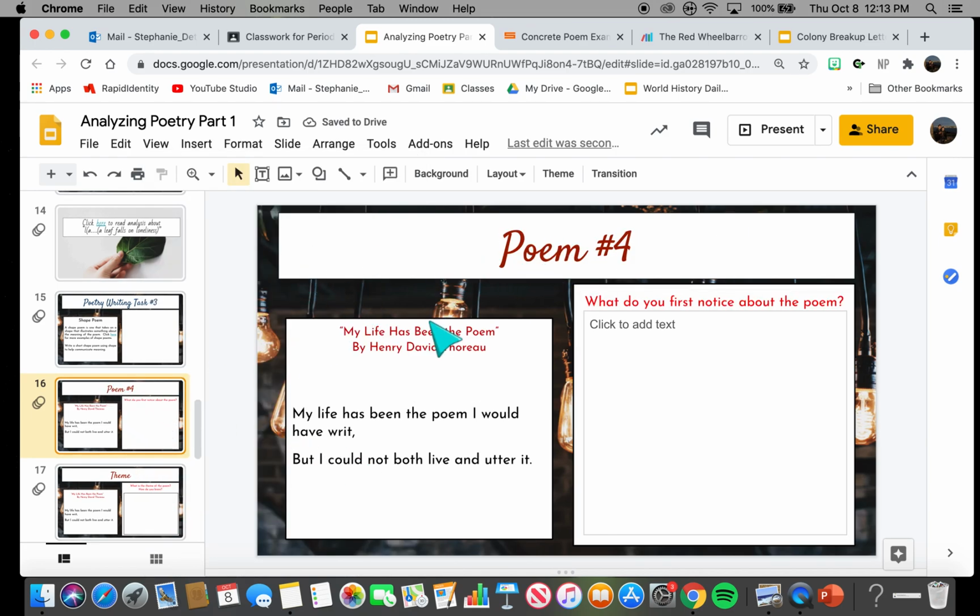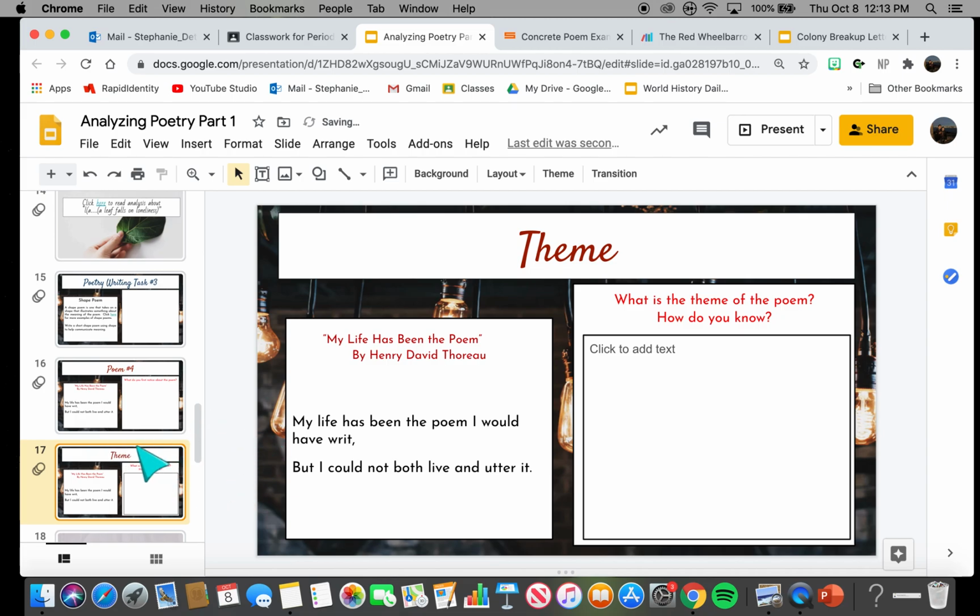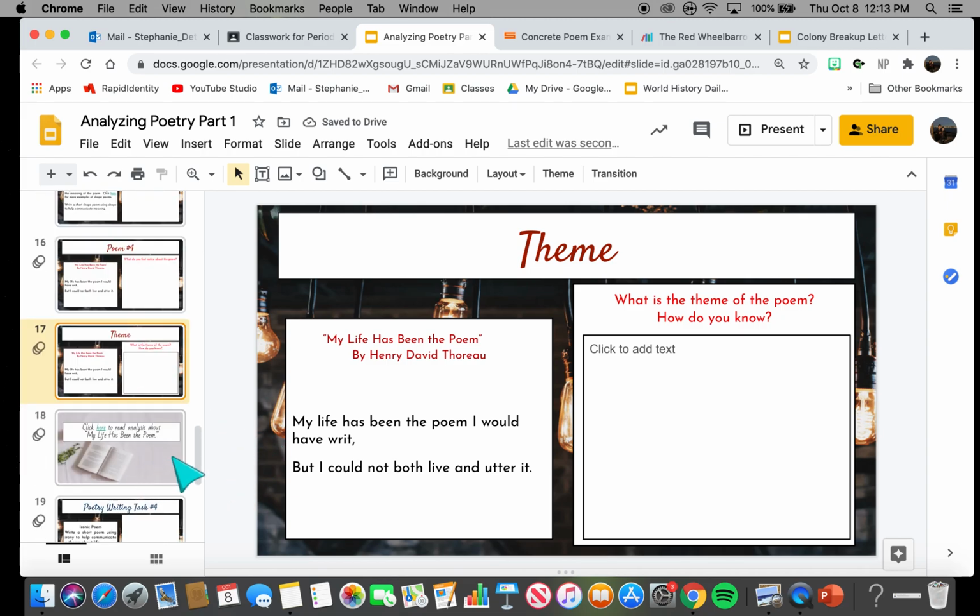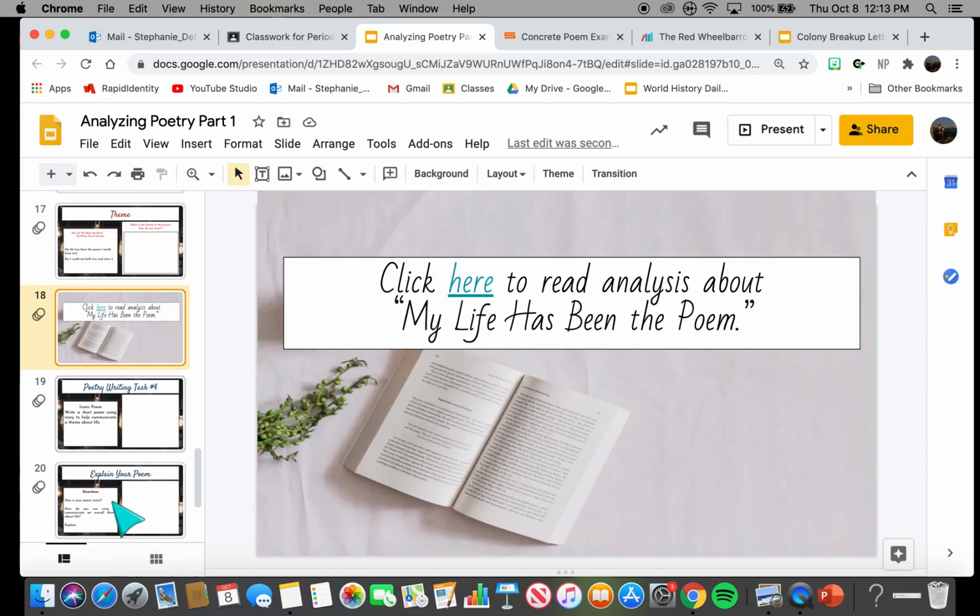The next one is poem number 4. This is by Henry David Thoreau, and it says, "My life has been the poem I would have writ, but I could not both live and utter it." So again, what do you notice about the poem? Anything that you notice is okay to write. Theme, what do you think it means? Then again, you click here to see if you're right.